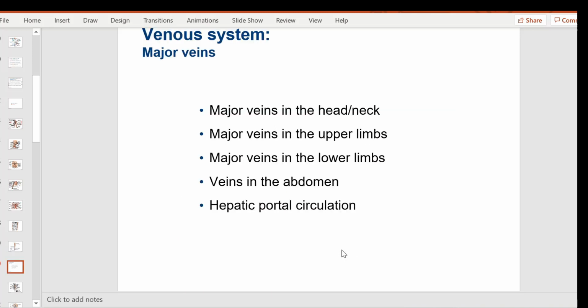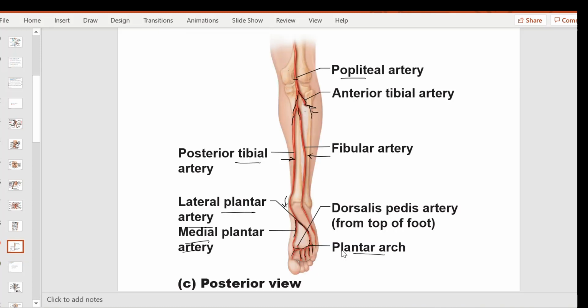Okay, so in next lecture we'll talk about the venous system. So to briefly talk about the arterial system that I just discussed, this is your heart, this is the diaphragm.